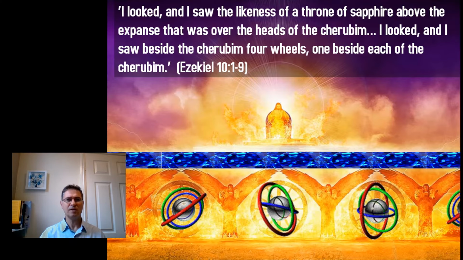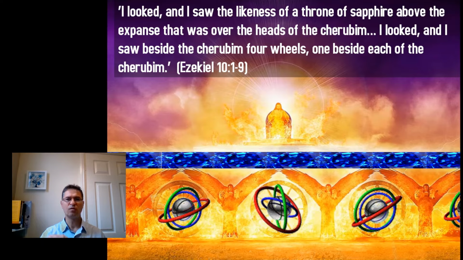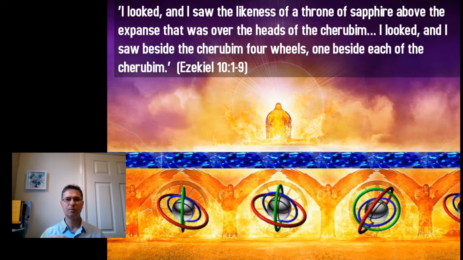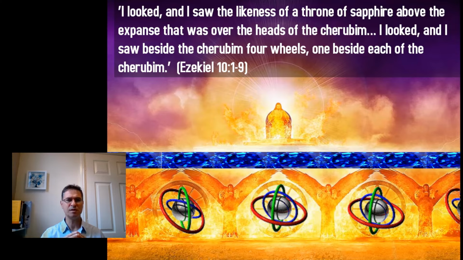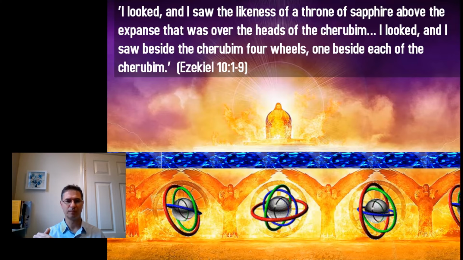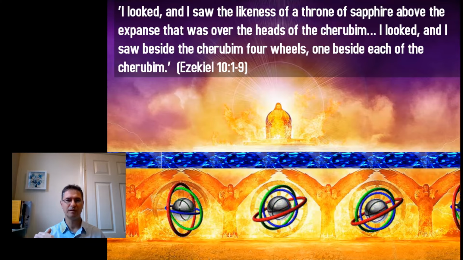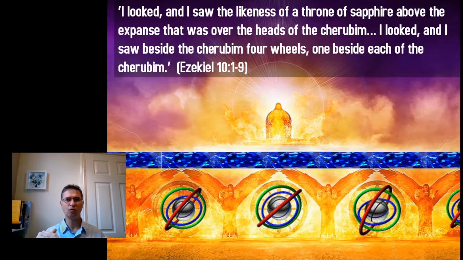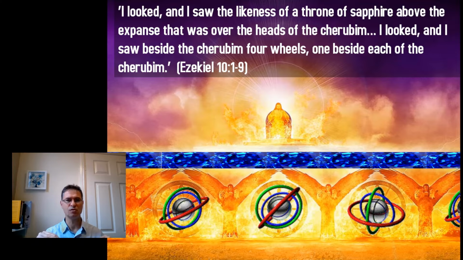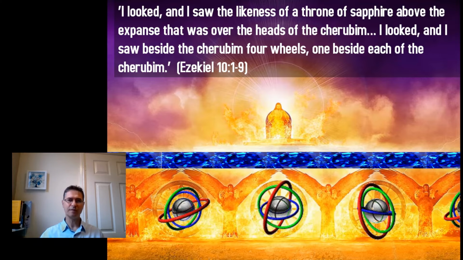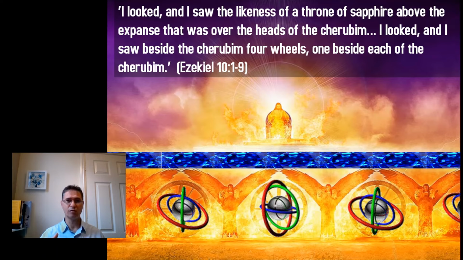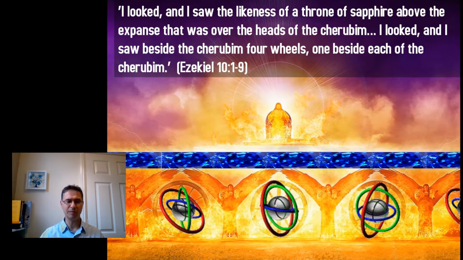I looked and I saw the likeness of a throne of sapphire. Again, we have sapphire blue. A bit more detail now. Above the expanse that was over the heads of the cherubim, beneath the throne of God, I looked and I saw beside the cherubim four wheels, one beside each of the cherubim. Now these wheels appear to make God's throne mobile and dynamic.